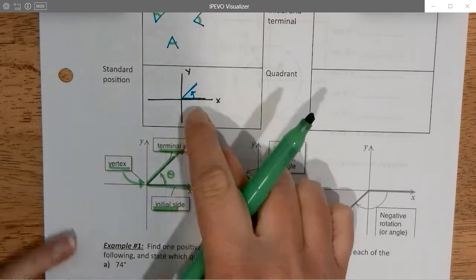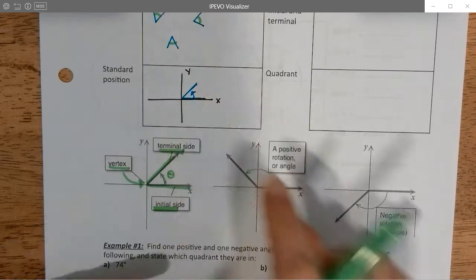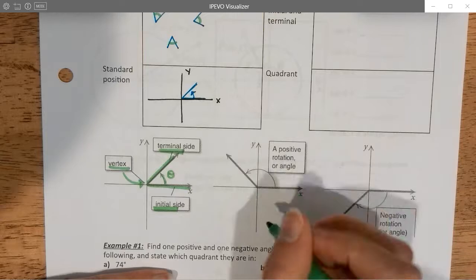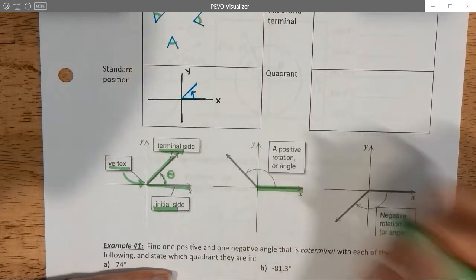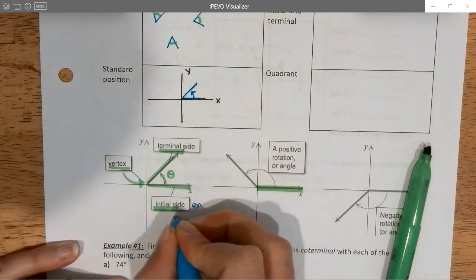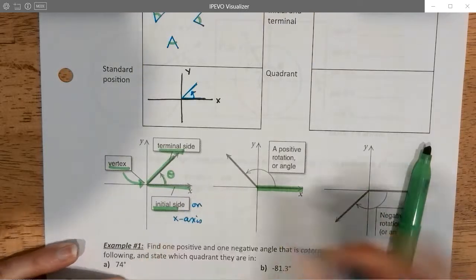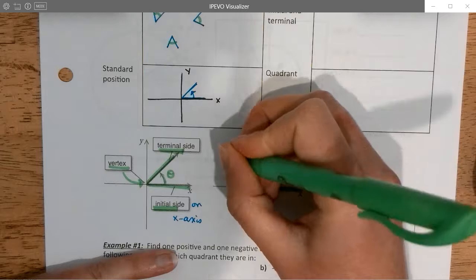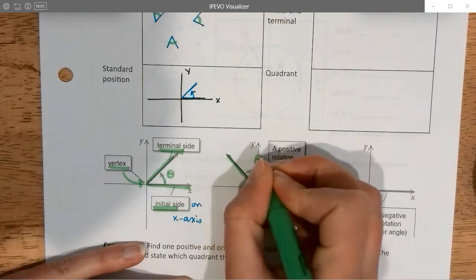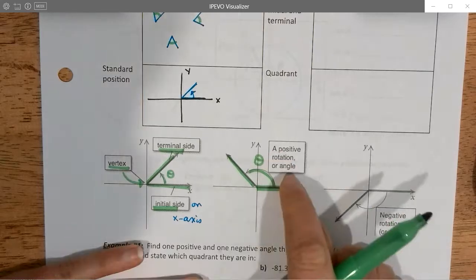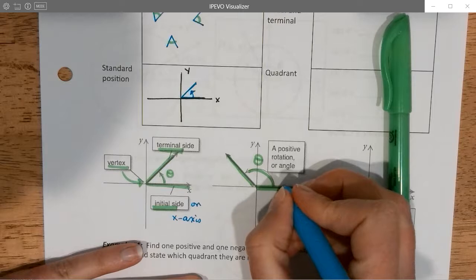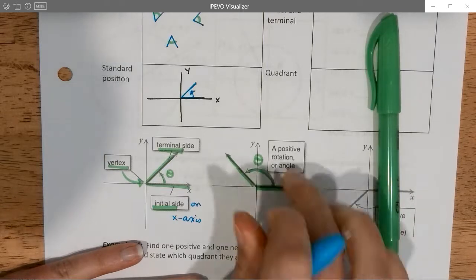Now, angles don't have to be in quadrant 1. They can be in quadrant 2 or 3. Okay, so if our angle has an initial side on the x-axis, all of our initial sides are going to be on the x-axis. Sometimes the terminal sides will be in other quadrants. And this angle, it's still an angle. It's just an obtuse angle. That would be the positive rotation for this angle. Positive rotations rotate up from the x-axis. So they're heading above the x-axis.